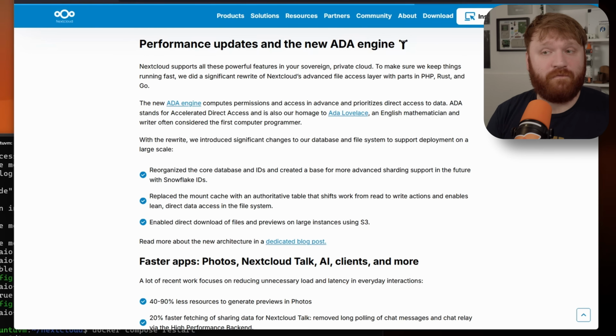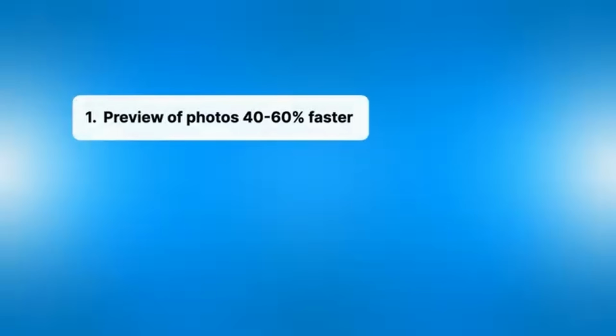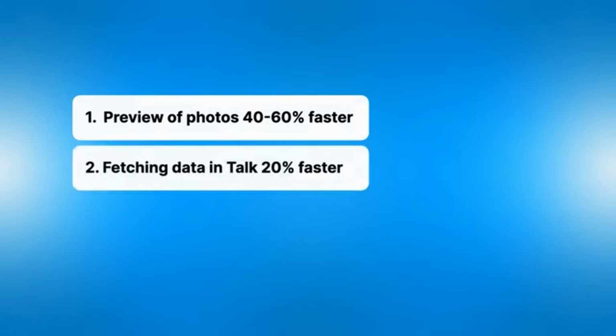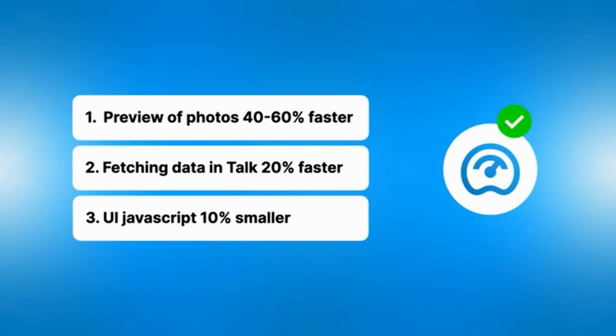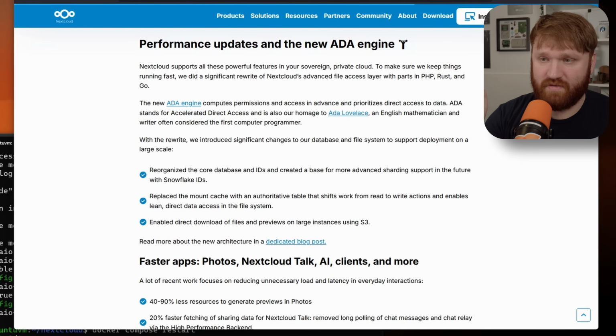So what does this actually mean in practice? A few things. Photo preview generation uses 40 to 90% fewer resources, and if you're on a larger instance of Nextcloud that has like S3 object storage, files and previews can be downloaded directly without routing through the PHP layer, which is a big deal for bigger deployments. This, paired with the other performance improvements in the last few Hub releases, has really made it just a wonderful platform to work with. In some of their own independent testing, downloading a smaller 10 megabyte file went from taking around 2 seconds to 0.4 seconds.